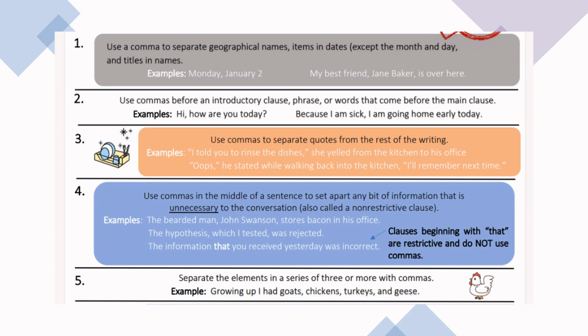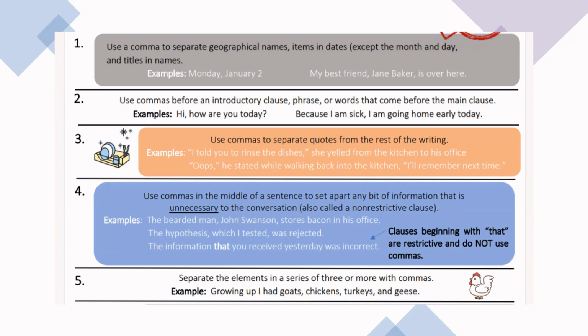All right, the next one, quotes. We talked about that in capitalization. You're using commas for what somebody said and then who said it. I told you to rinse the dishes, she yelled from the kitchen to his office. Oops, he stated while walking into the kitchen. I'll remember next time. Do you see what I did there? I had a pause. The pause was showing that's where the comma goes.